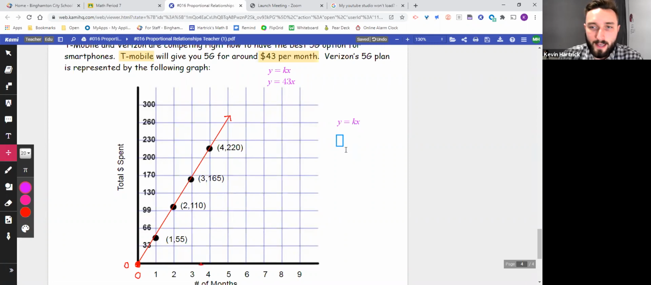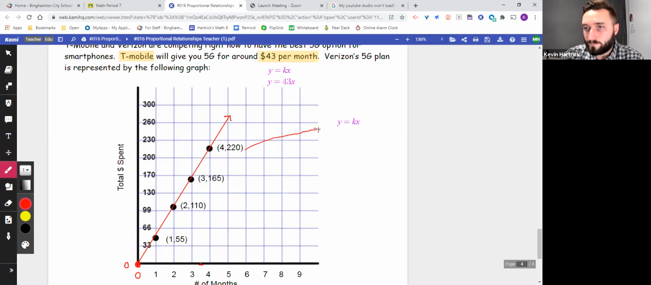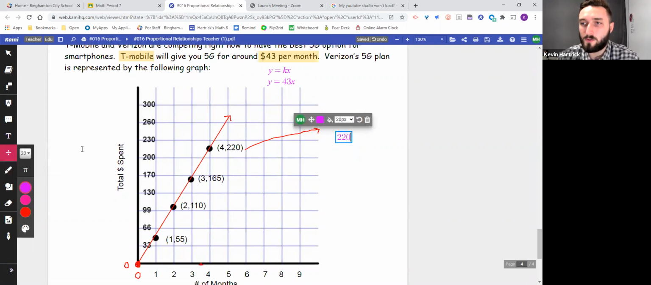We're going to do the same thing here with this Verizon graph. So I'm going to take the point, let's just take this top point here because it's the closest. I'm going to take those values and substitute them in. So my y was 220, equals k, and then my x is 4, okay?